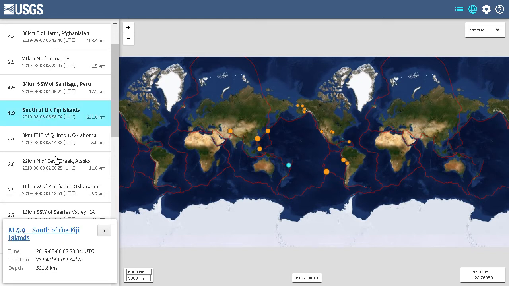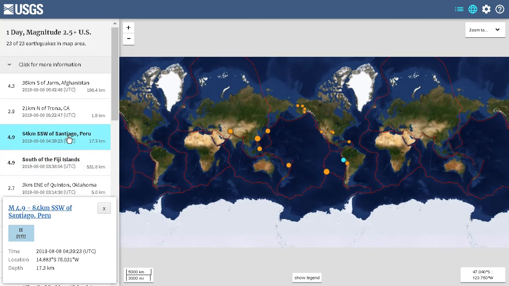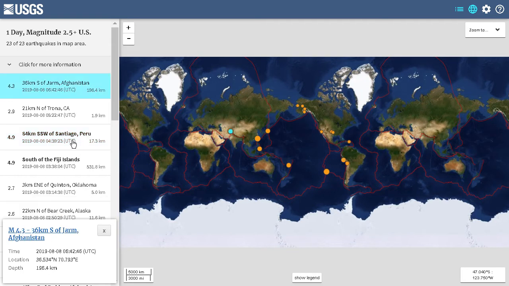How about a 4.9 in the Fiji Islands? That one at extreme depth, 531 kilometers. A 4.9 at Peru, as well as another deep quake at Afghanistan.